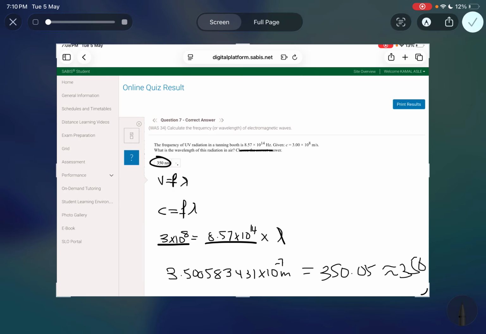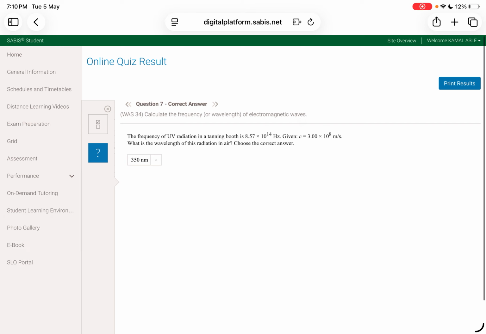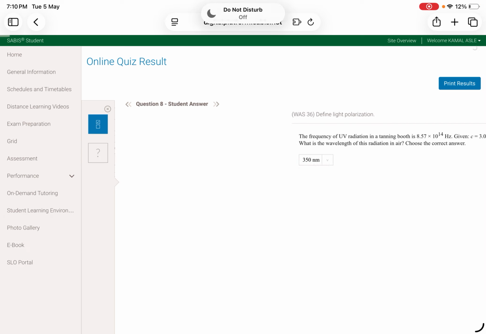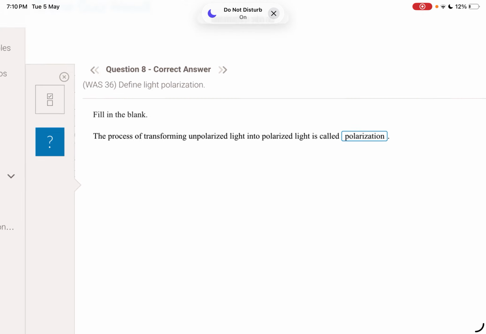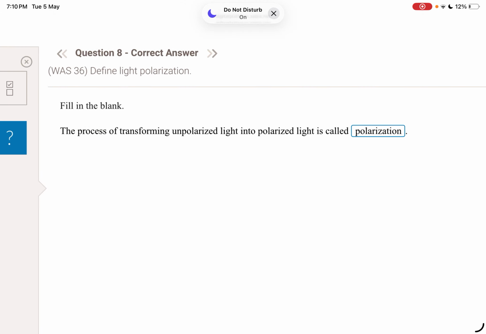Okay, question number 8. Here you have to memorize this. The process of transforming unpolarized light to polarized light is literally in the question. It's called polarization.